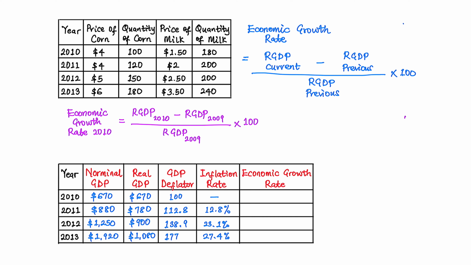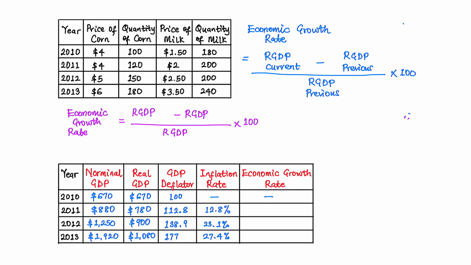We can see that we have the real GDP of 2010, but we don't have the real GDP of 2009 because there is no information about 2009. Hence, we can't calculate the economic growth rate in 2010 because there is no information about 2009. So we simply put a dash in the first box here. And then we move on to the next year, which is 2011.